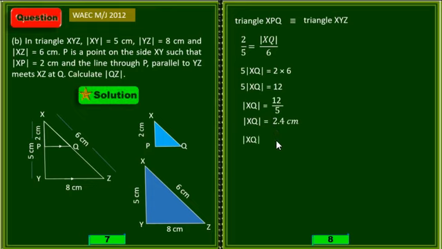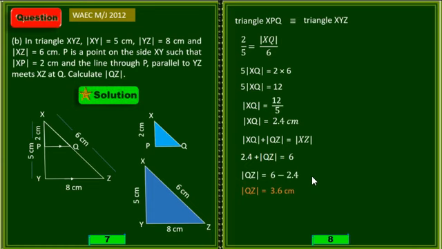So the next step is to calculate QZ. Remember, SQ is just a part of XZ, and XZ is divided into 2 unequal parts, SQ and QZ. Now substituting the values, as you can see, 2.4 plus QZ is equal to 6. Making QZ the subject, that gives us 6 minus 2.4. Simplifying further, we have QZ as 3.6 centimeters. So that's the value of QZ.